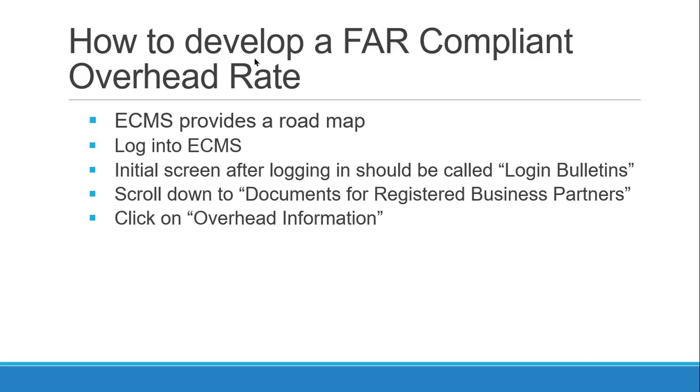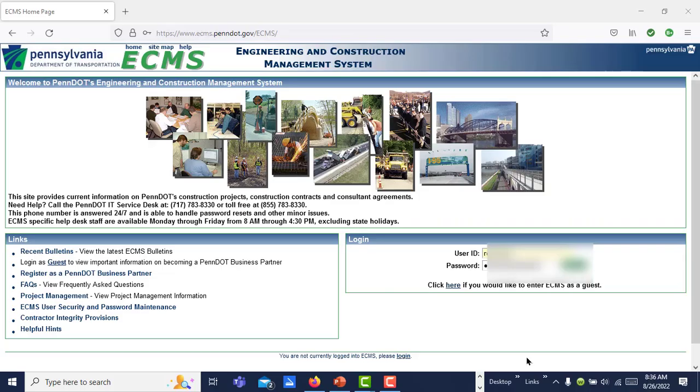So now we will begin to talk about how to develop a FAR-compliant overhead rate. First of all, ECMS provides a roadmap. To do that, you would log into ECMS, and after the initial screen of logging in should be called Login Bulletins. Scroll down to Documents for Registered Business Partners and click on the overhead information.